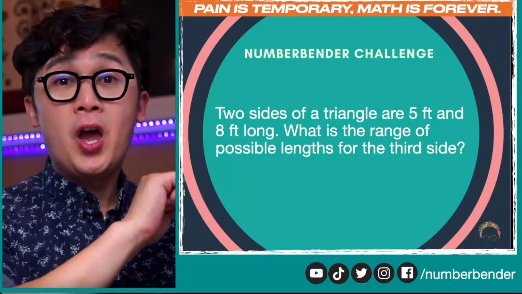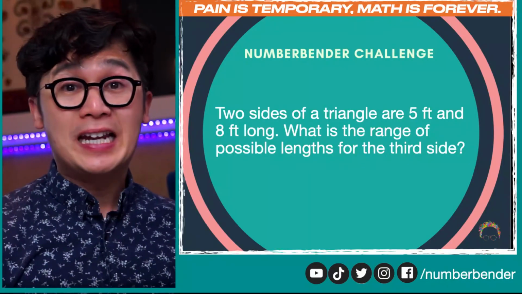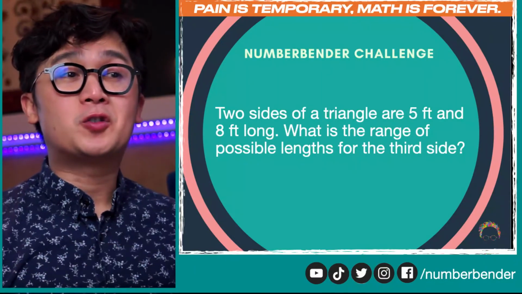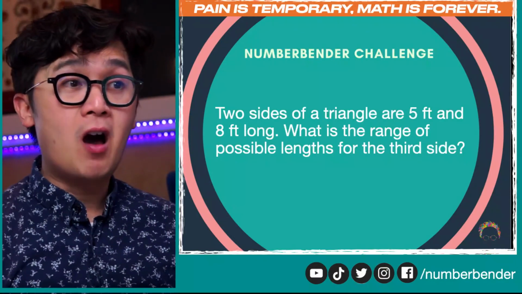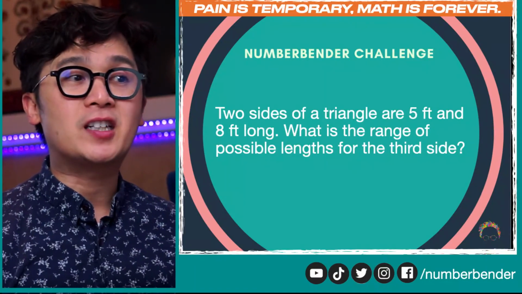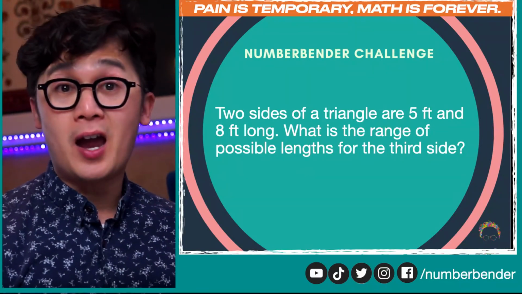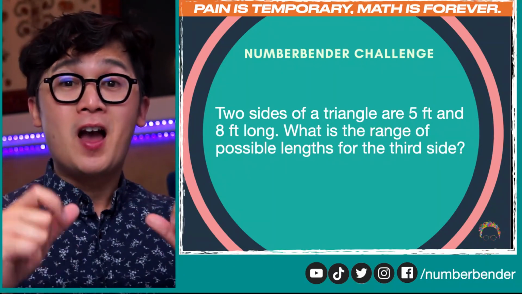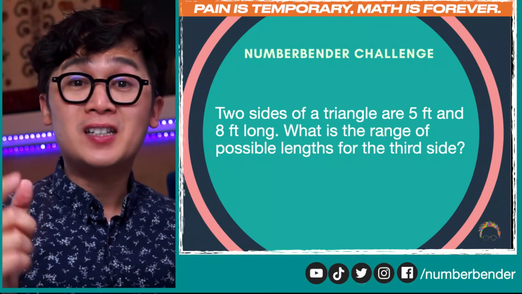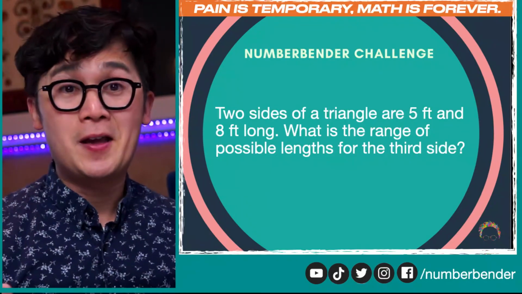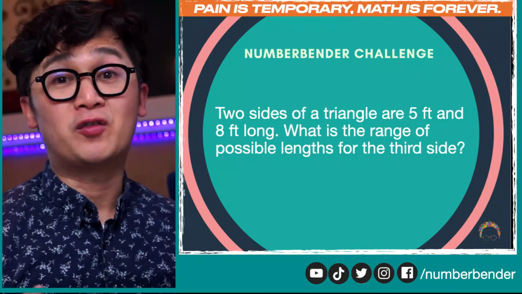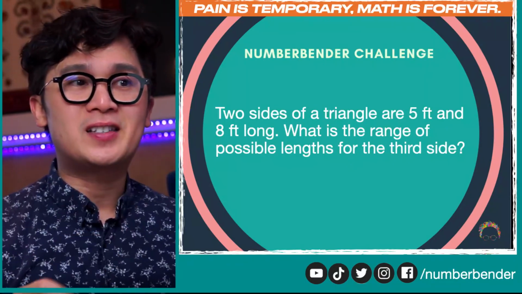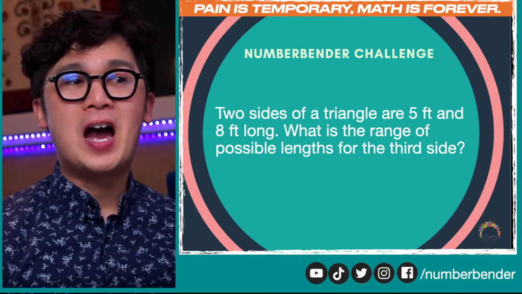So your Numberbender challenge for the day is this: if two sides of a triangle are 5 feet and 8 feet long, what do you think is the range of the possible lengths of the third side? So you're going to give me the range of lengths of the third side for this triangle to exist, because it cannot be 298 feet, as we know it's too long and it's not going to fit the two sides of 5 and 8 feet long.